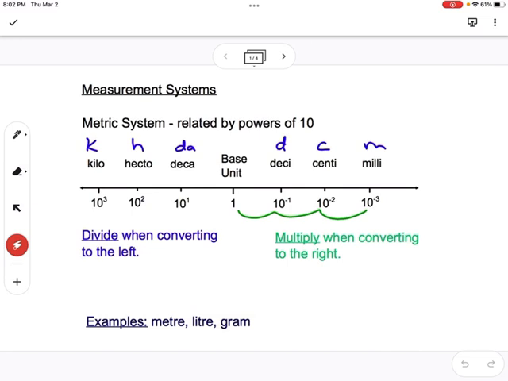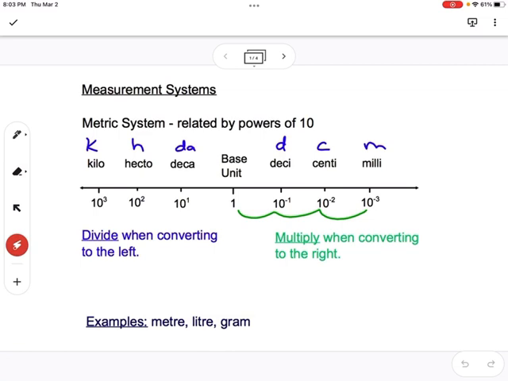The list will continue on. Whatever we are talking about, you're putting a prefix in front of that. Whether that's kilo, hecto, deca, deci, centi, milli, those are going in front of your base unit. So whatever's in front of there and needing to convert will depend how much you are going to multiply or divide by.